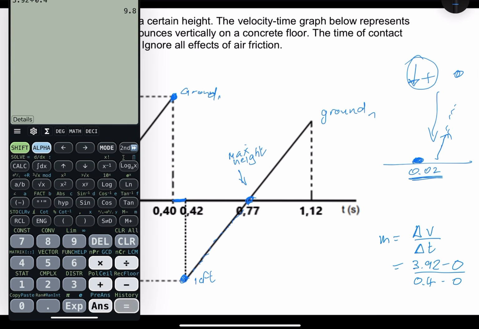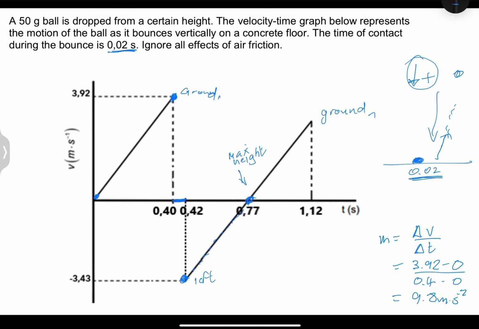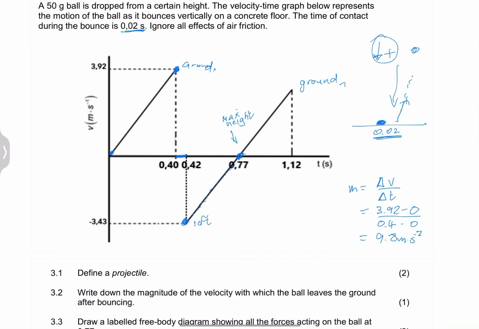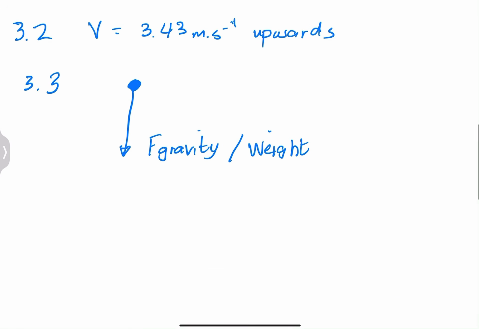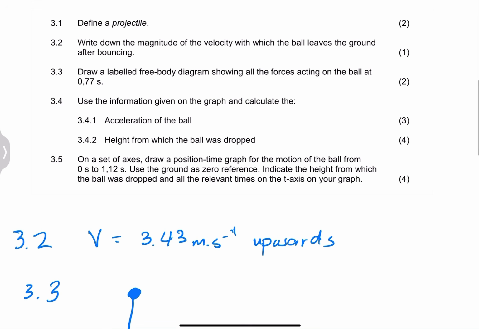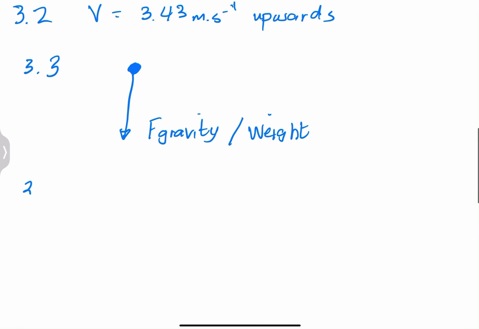Divided by 0.4, and the unit is meters per second squared. So there we have it. It's positive 9.8 meters per second squared. Okay, so I hope that you were able to see that for question 3.4.1.